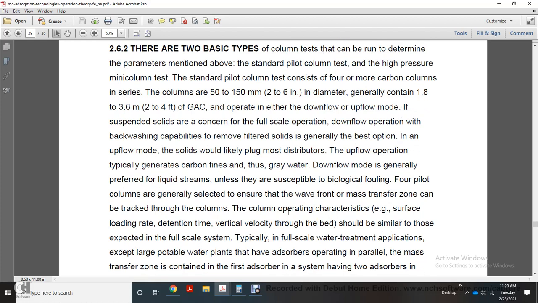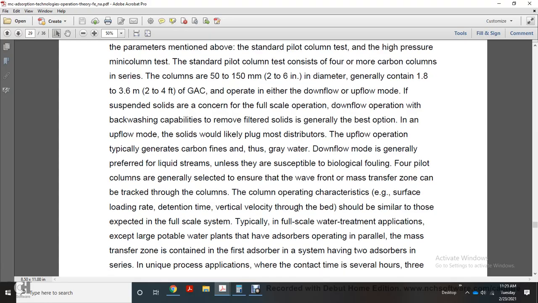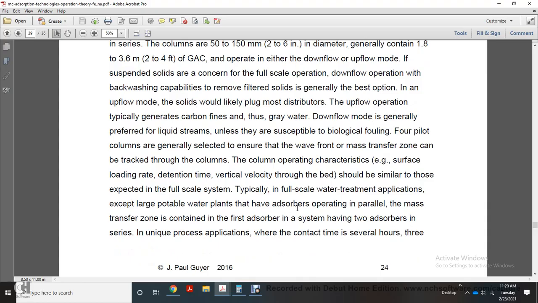The pilot column is generally selected to ensure the wavefront of the mass transfer zone can be tracked through the column. The column operating characteristics, loading rate and detention time, and vertical velocity through the bed should be similar to those expected in a full-scale system. Typical full-scale water treatment applications, except for the large potable water plants, have adsorbers operating in parallel, with two adsorbers in series to contain the mass transfer zone.